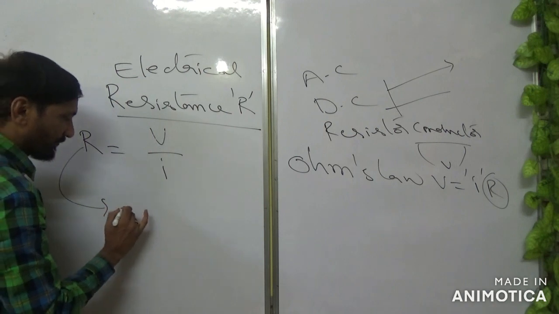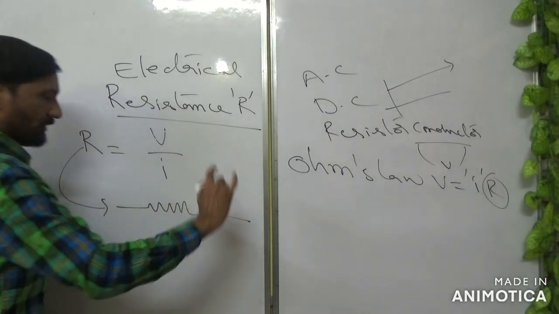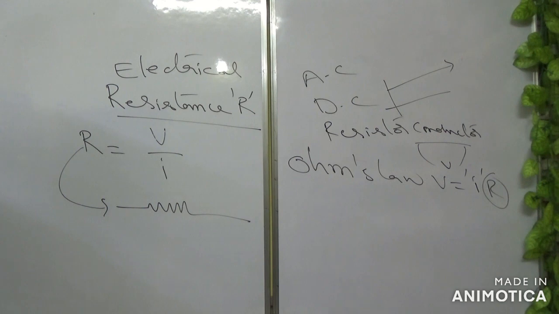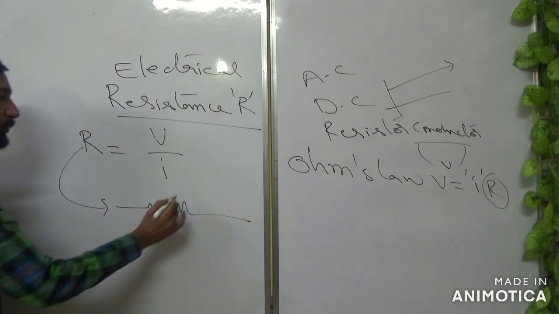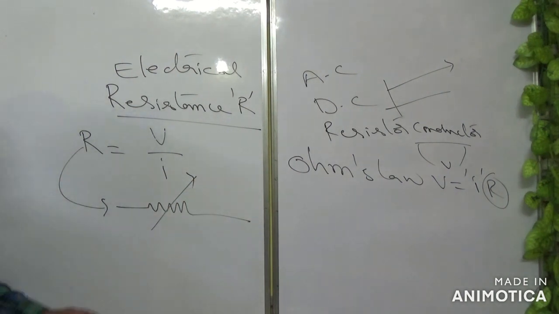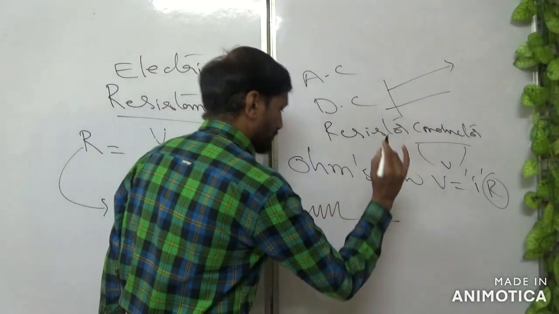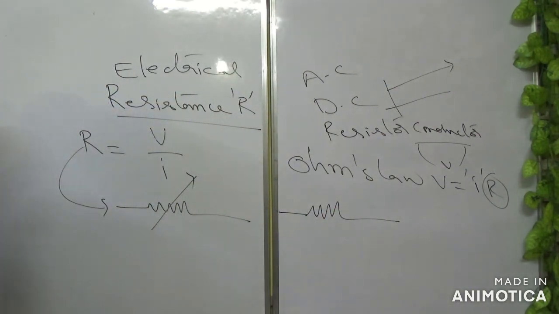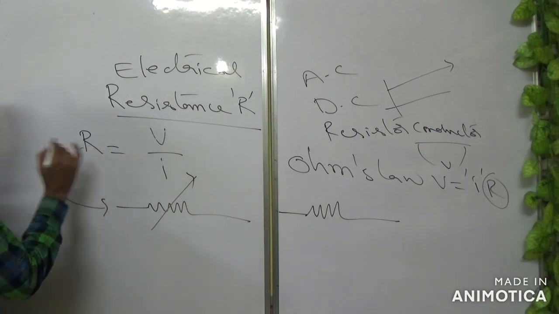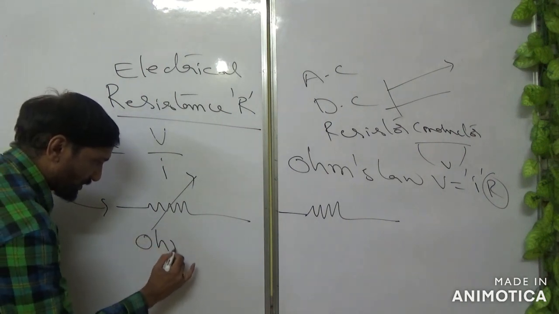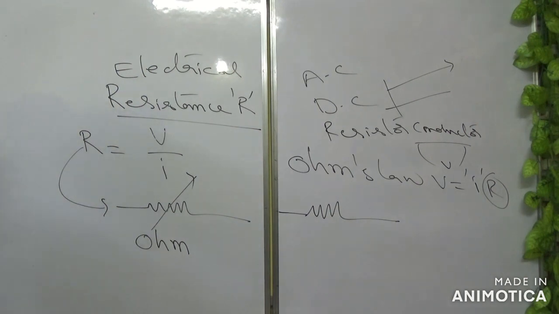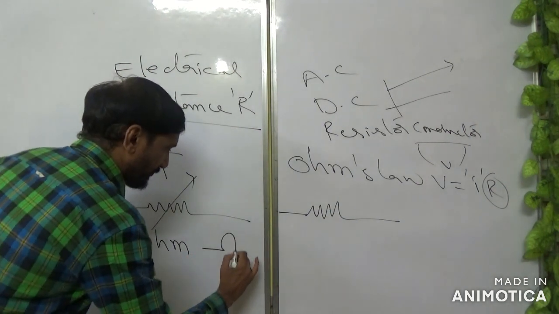So this is the symbol of a resistor. If you put an arrowhead across this, we say it is a variable resistor. If you are just writing the resistor, it is called a fixed resistor. And for measurement of resistance, remember, resistance is measured in ohm. This is the symbol of ohm.